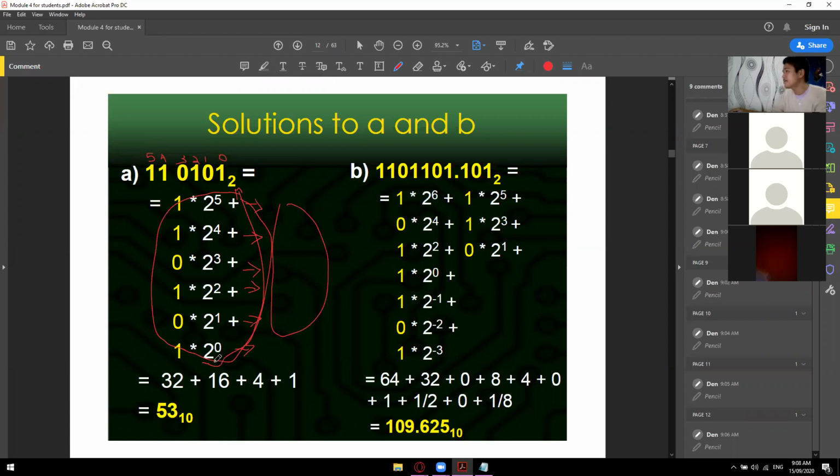So dito naman, any number that is raised to 0 will be 1. So this one is 1 times 1. That's why we've got 1. Okay. So ito yun, galing dito. And then add nyo lang to lahat. Then you'll get 53.